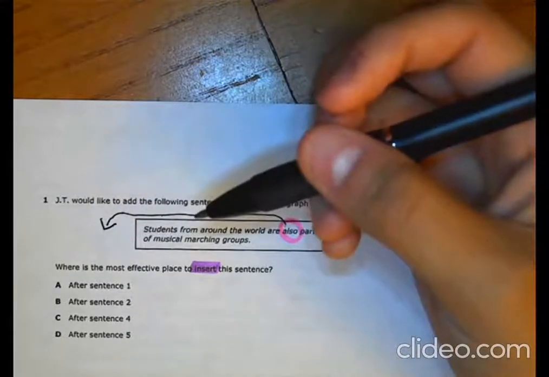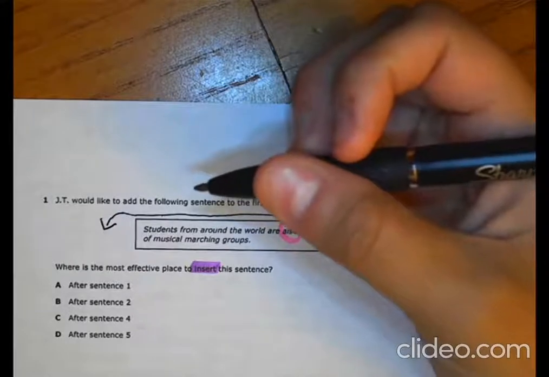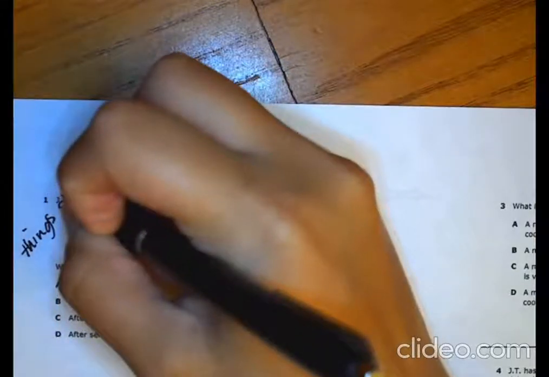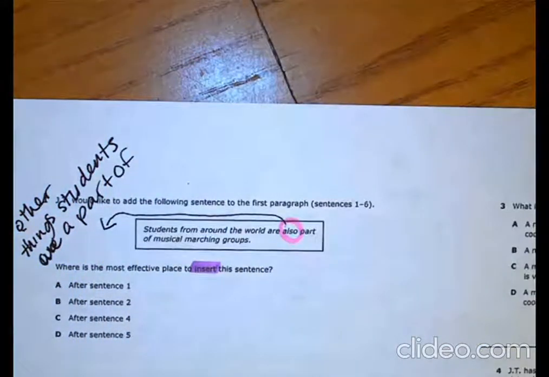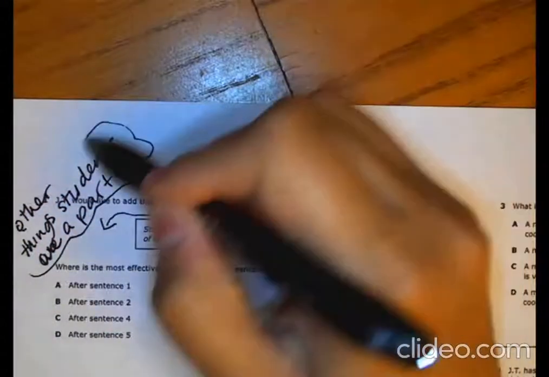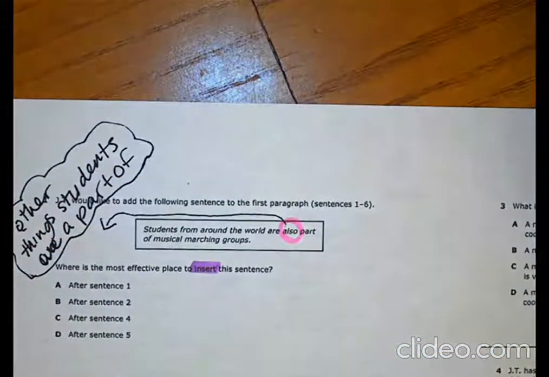what this is telling me is that sometime before this sentence, there was probably some type of mention of things students are a part of. They probably mentioned other things students are a part of sometime before. So this is one thing I need to look out for. This sentence goes after some type of mention of other things students are a part of. Okay?